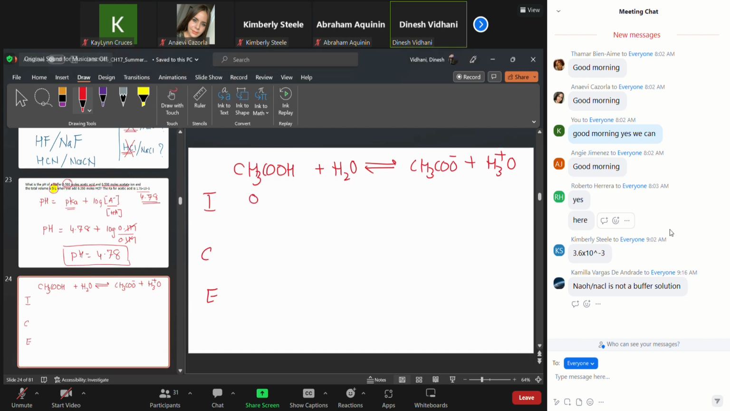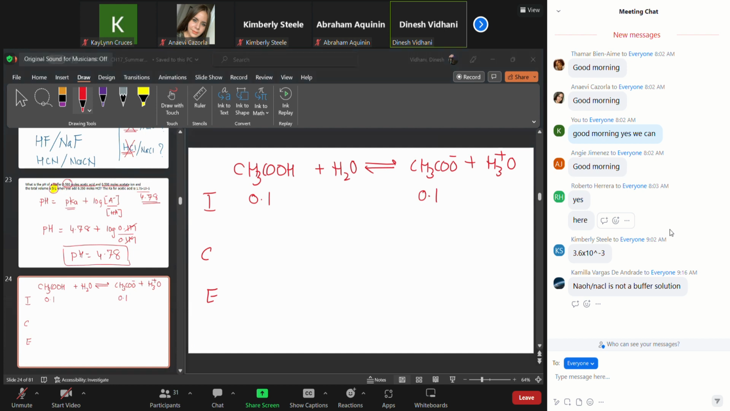Well, 0.1. Do we have anything for acetate ion when we started? Yes, we had that one, 0.1, right? Because that was the mixture given to us for the buffer, right?